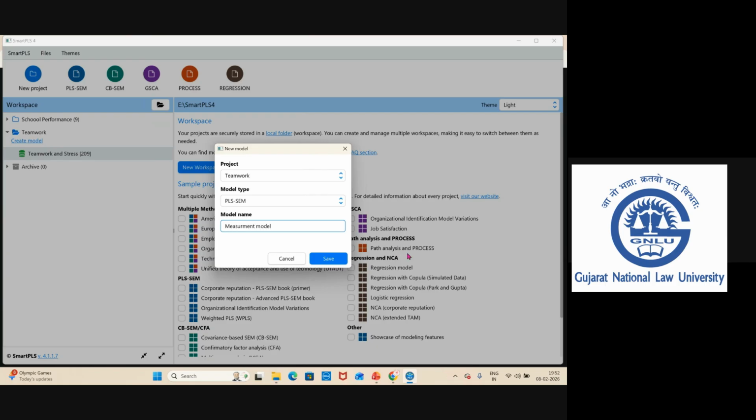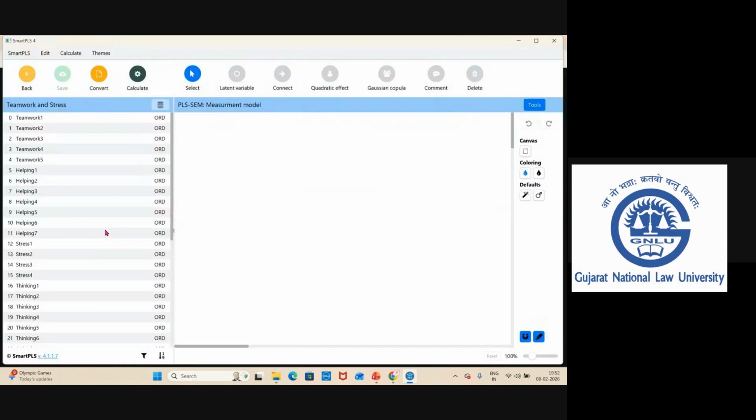I'm just giving it as a measurement model. Just click on save. On the left side of the window, we have all the indicators. On the right side of the window, we have the panel, the PLS-SEM model. So this is the way we are going to draw our graphical representation, or our hypothetical model.